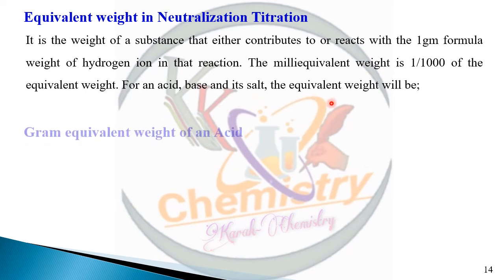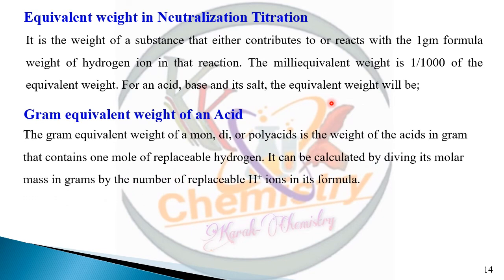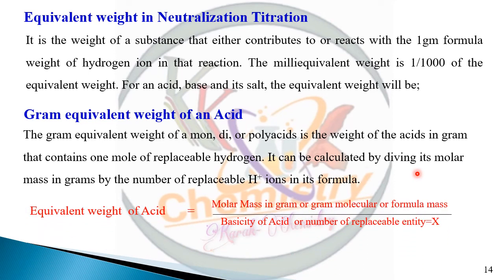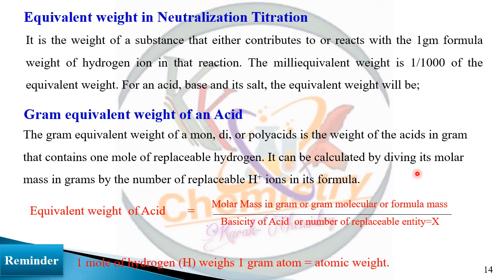For an acid, base and its salt, the equivalent weight will be like this for an acid. If we have mono, di or poly acids, the equivalent weight will be different. It depends upon the number of moles of hydrogen replaced. So it can be obtained by dividing molar mass of an acid by its basicity. Remember, 1 mole of hydrogen actually weighs 1 gram atom, which is equal to atomic weight of hydrogen.